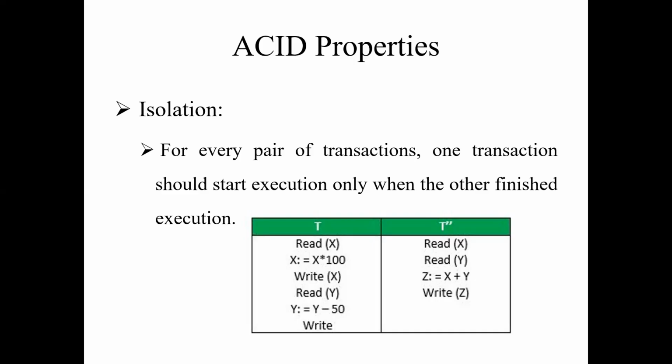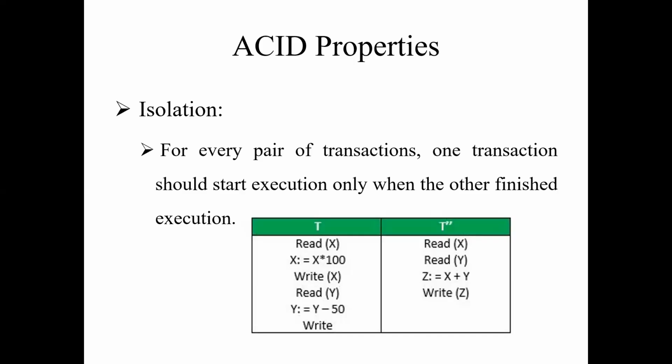If X is 100, then it is 100 into 100. Then read Y, the next value, and then Y is equal to Y minus 50, and then write Y. In transaction 2, read the X value and then read the Y value, and then perform the operation Z is equal to X plus Y and write Z. For every pair of transactions, one transaction should start execution only when the other transaction is finished.